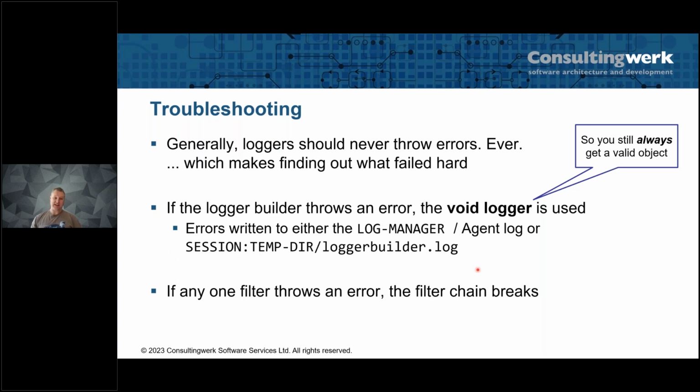There is a special log called loggerbuilder.log, or if the log manager is running, messages get written into there that say, hey, something went wrong with this logger, take a look at that. And the other thing to know is if one of the filters throws an error, so if I get an SSL error from my translation logger because I haven't uploaded the certificate, the chain of filters stops there, which is a little annoying, but that's how that works.